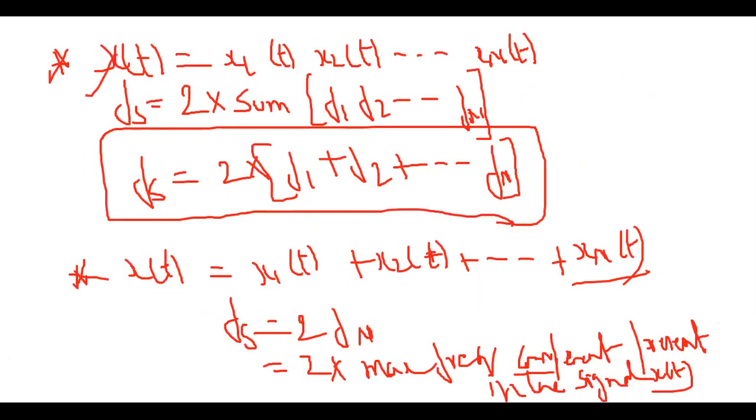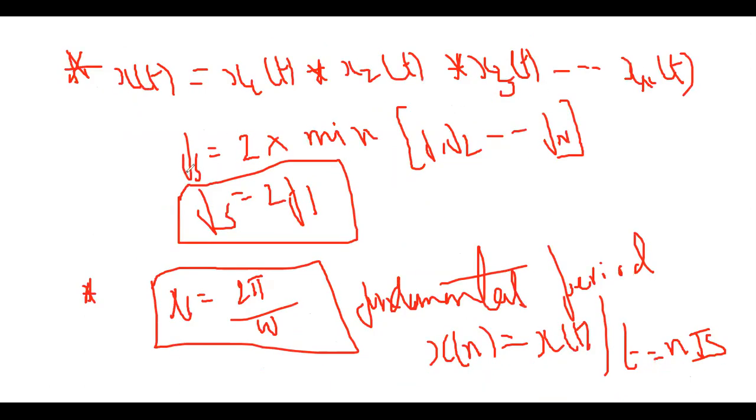In the signal, the first one: if the signal is a product, it is 2 into the sum of the frequencies. For signals in a sum, the sampling frequency fs is equal to 2 into the maximum frequency component present in the signal x of t. And for a signal having a convolution, the sampling frequency is 2 into the minimum of f1, f2 and so on up to fn. And the fundamental period for the samples per cycle is N is equal to 2 pi by omega, where x of n is equal to x of t with t is equal to n into ts.